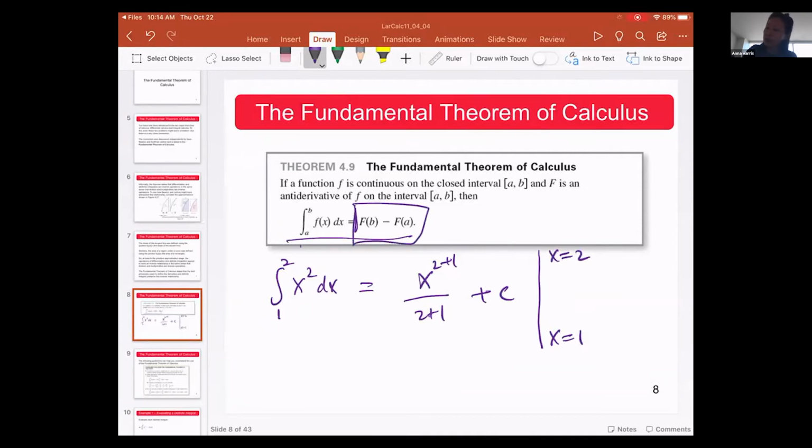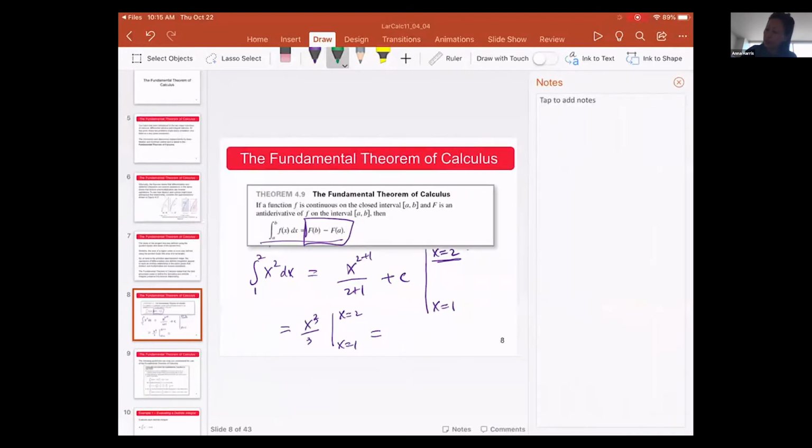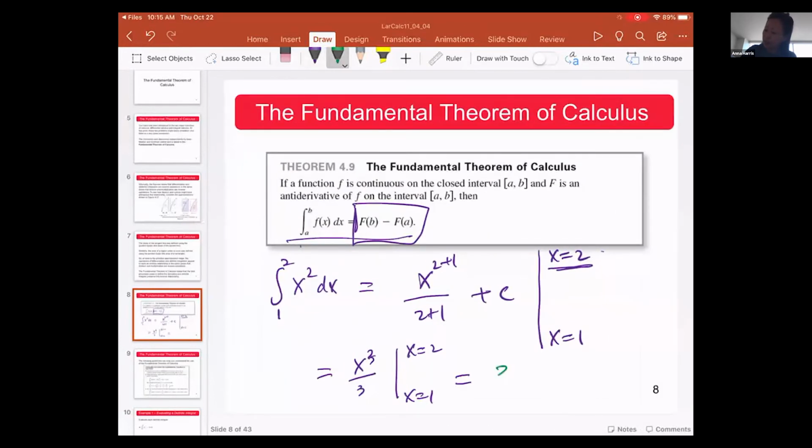Remember, it says F of b minus F of a. So this is my F of b. Right, so I'm going to do x to the third divided by 3, and I'm going to evaluate from x equal to 1 to x equal to 2. I'm going to use a different color. That gives me 2 to the third divided by 3 minus 1 to the third divided by 3. That's what it's saying: plug in the upper bound minus the lower bound.